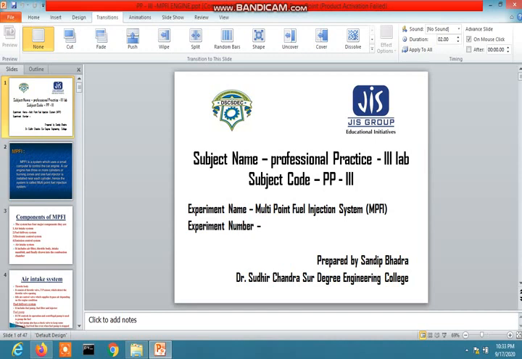Now, the gasoline injection system is basically classified into two types. One is GDI, that is gasoline direct injection system, and second is MPFI, that is multi-point fuel or multi-port fuel injection system. Now going to the multi-point fuel injection system.